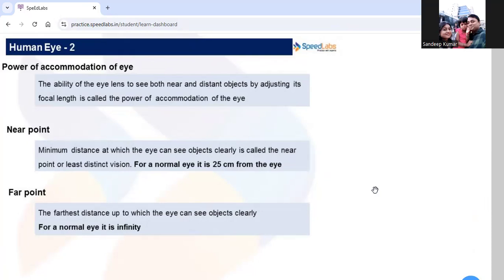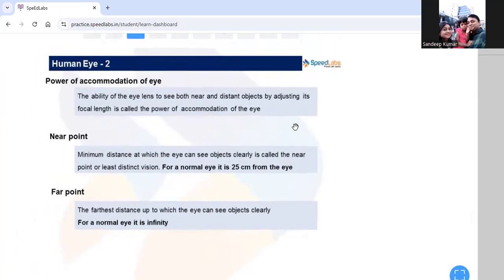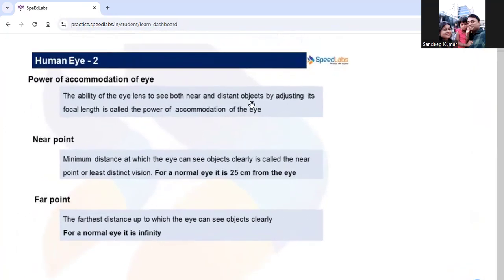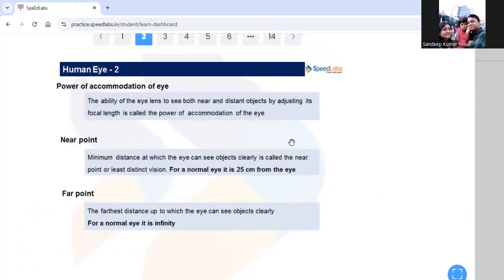The power of accommodation. What is the near point? The minimum distance at which the eye can see objects clearly is called the near point, or least distance of distinct vision. For a normal eye, it is 25 centimeter from the eye. Far point: the farthest distance up to which the eye can see objects clearly. For a human eye, it is infinity. So you should know, near point is 25 centimeter, far point is infinity.